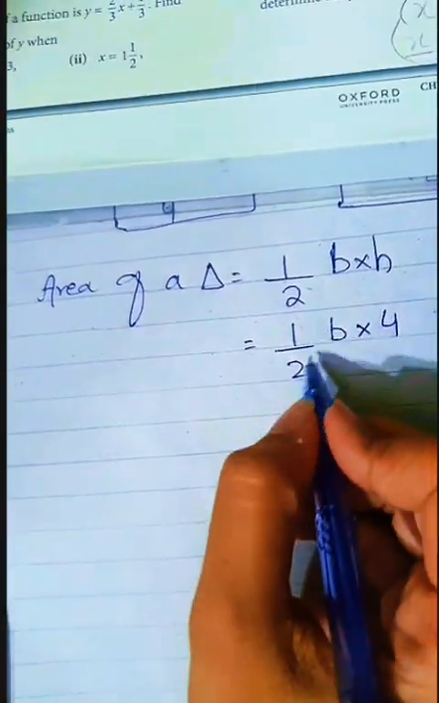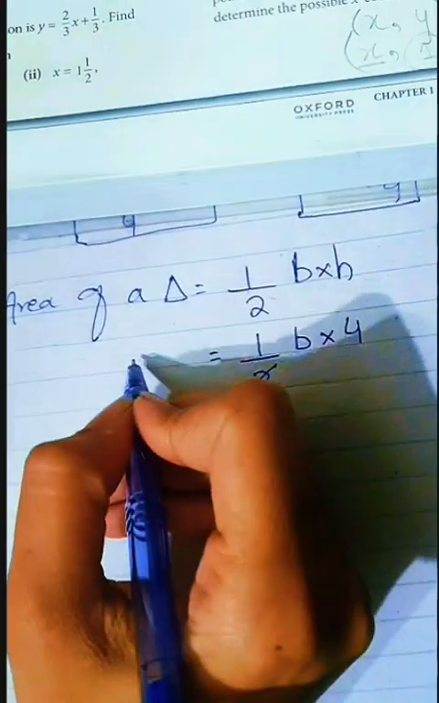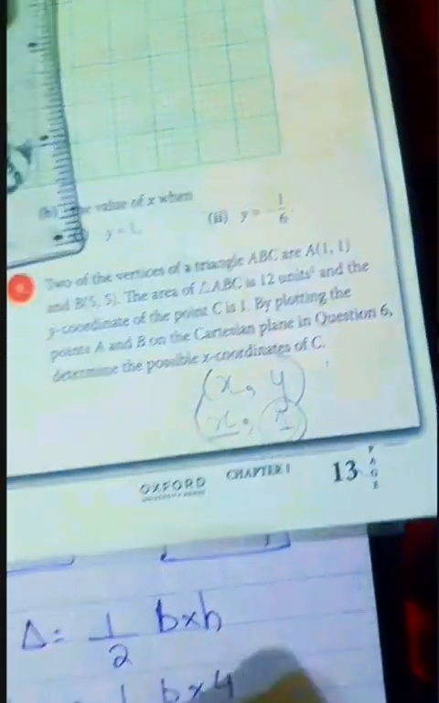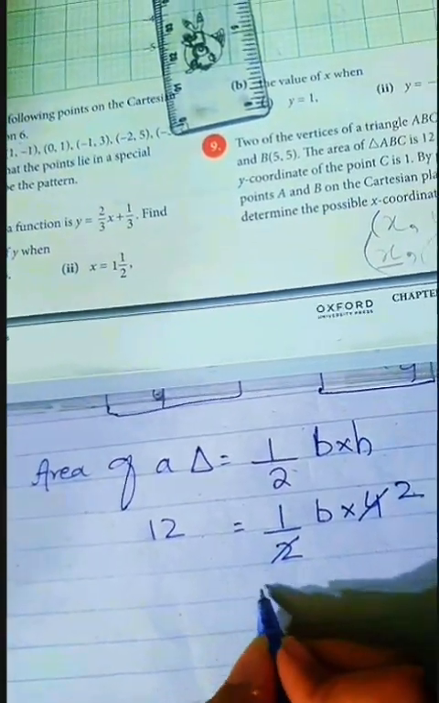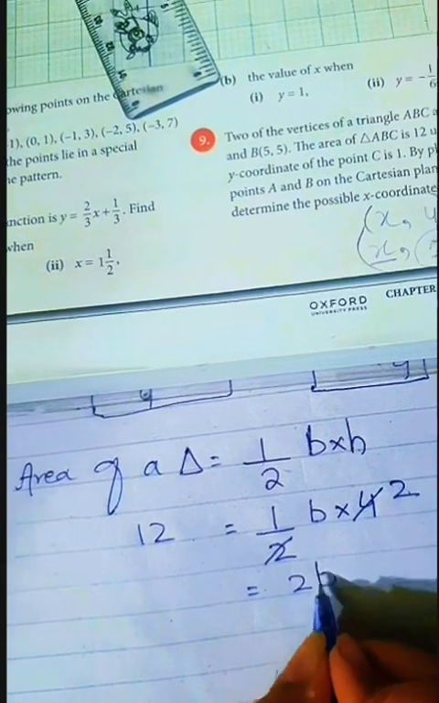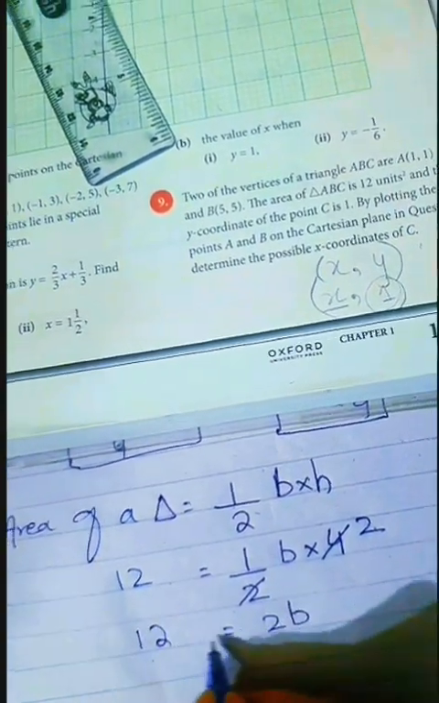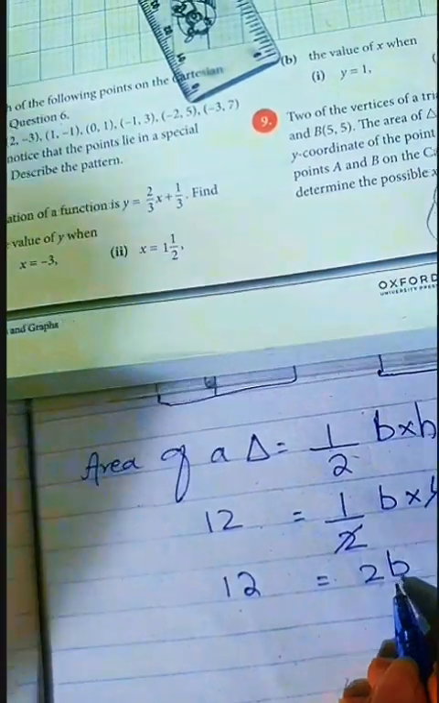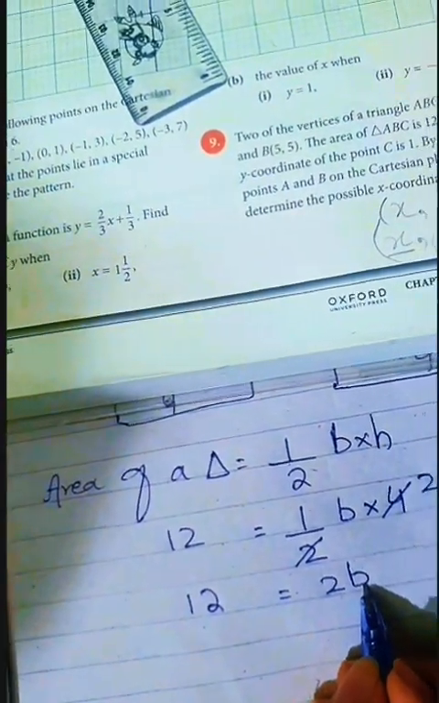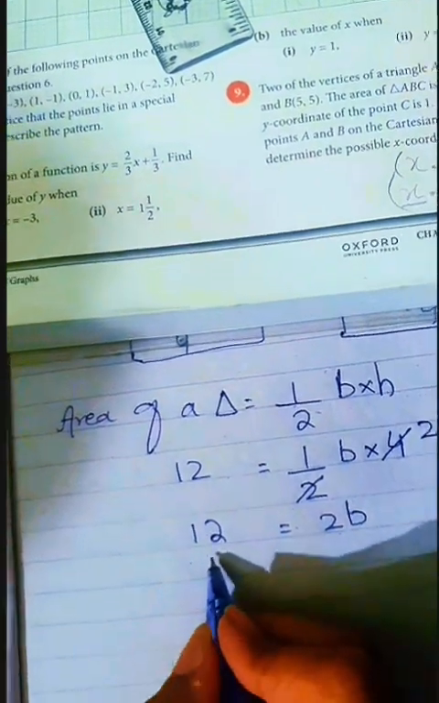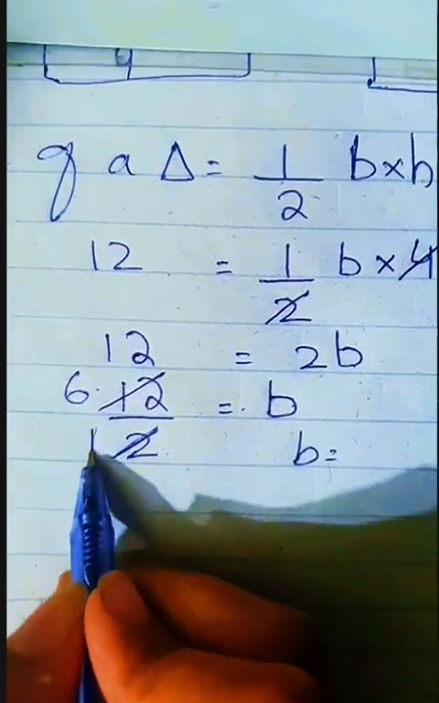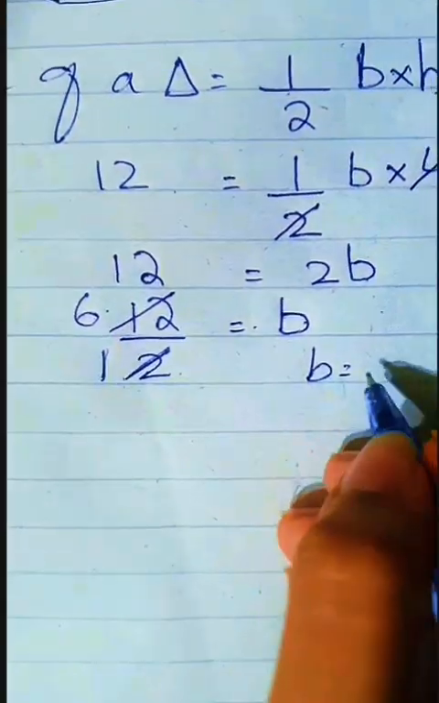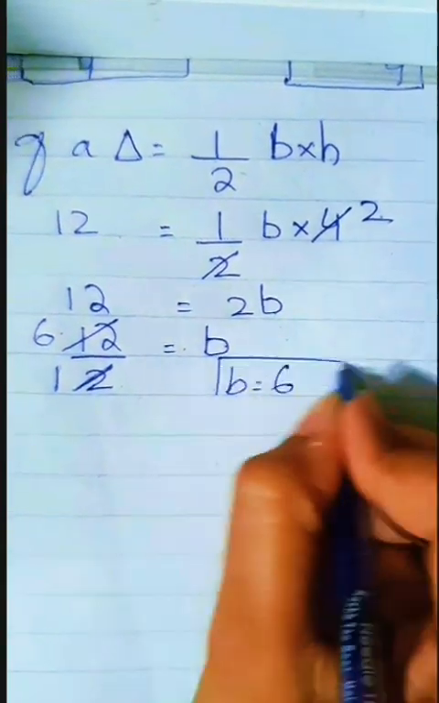So we can easily solve: 2 ones are 2, and we also know the area of the triangle, which is given as 12 units. 2 ones are 2 and 2 twos are 4. So we know that 2b is equal to 12. When we make b the subject, the 2 multiplying b on this side, when shifted to the other side, is divided. 12 divided by 2 is equal to b. 2 sixes are 12. So the value of b is equal to 6 units.